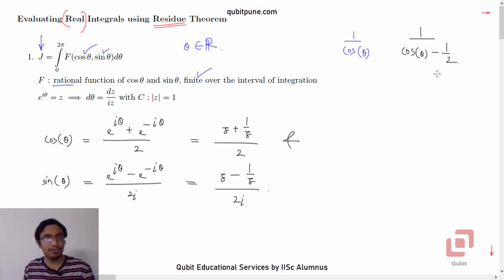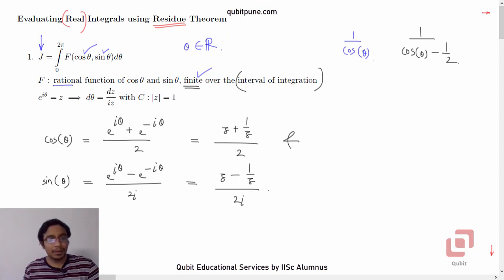Or better, you also cannot take something like 1 upon cos theta minus 1 upon 2. This is not allowed, because if you let theta be pi by 3, which is very well in the interval of integration 0 to 2 pi, the function becomes infinite. So it has to be a rational function of cos theta as well as sine theta, provided it is finite over the interval of integration, which is 0 to 2 pi.